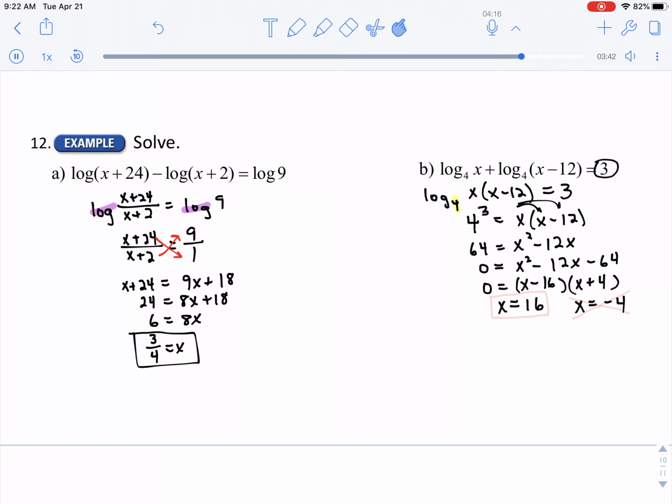So the check is you can't take the logarithm of a negative number. So if we put 16 into the original equation, we'll get log base 4 of 16. That's good. And we get log base 4 of 16 minus 12, which is log base 4 of 4. That's good. So x equals 16 is a solution. But for x equals negative 4, if we put log base 4 of negative 4, that's what you can never have. You can't take the logarithm when the argument is negative. So this is not a solution. Our only solution is x equals 16.